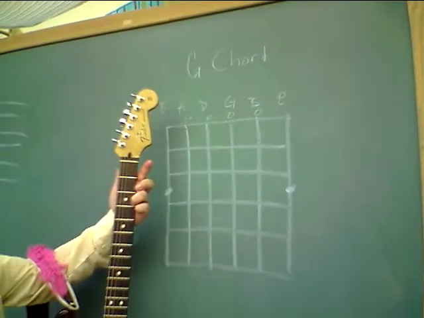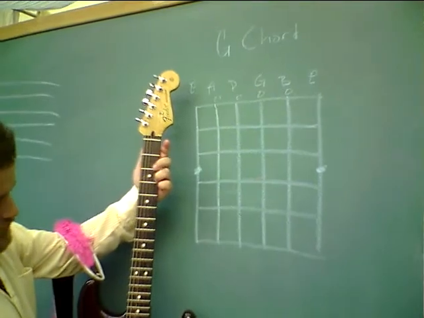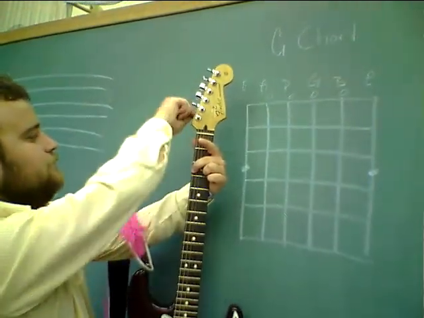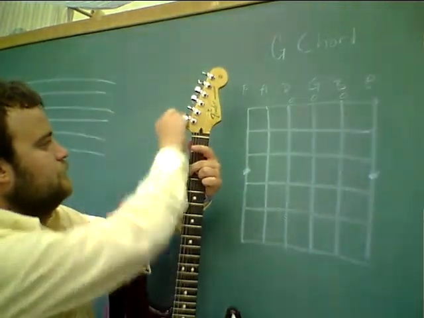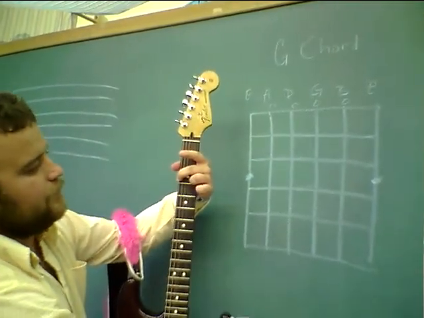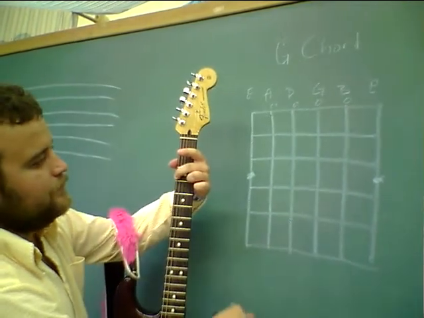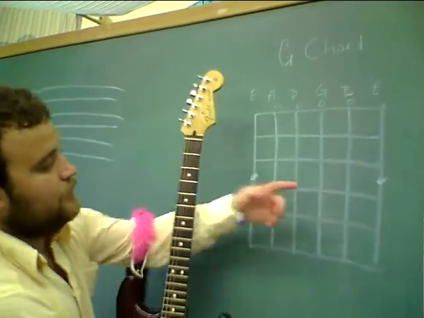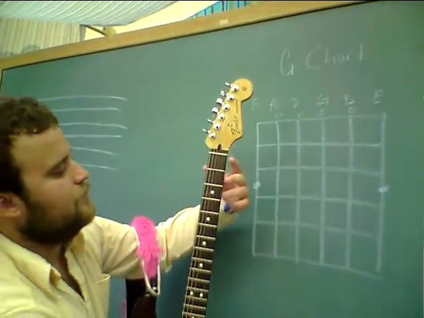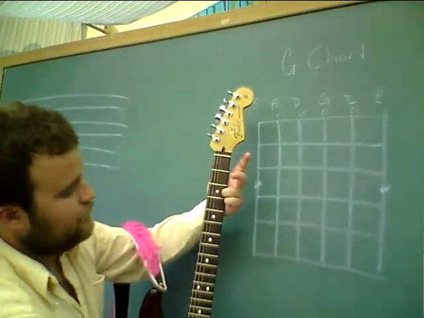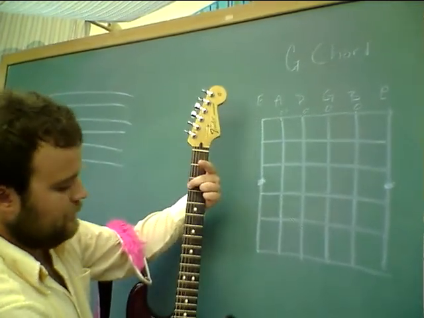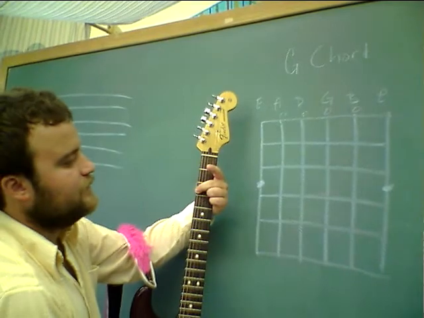open string, open string, open, open, 3rd again, whoops. So here's our G chord, all at the same time. So one more time, here's the 3rd fret, 1, 2, 3, open, open, open, open, 3rd. All at the same time, that's our G chord.